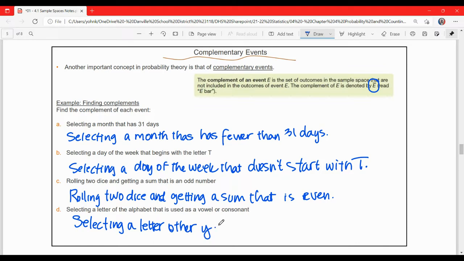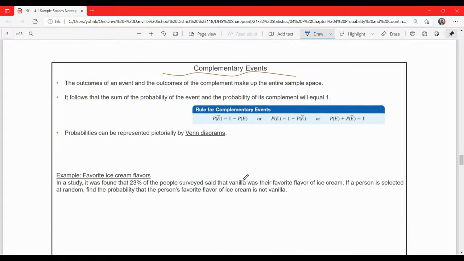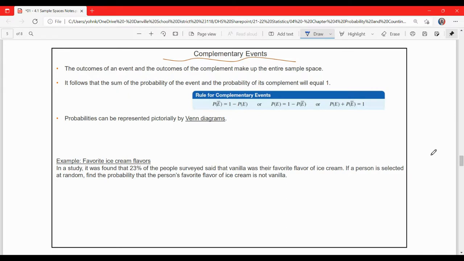All right, so we practiced finding the complement so that we can do the upcoming probabilities. The outcomes of an event and the outcomes of the complement make up the entire sample space. That's why it follows that the sum of the probability of an event and the probability of its complement will always equal 1. You can use Venn diagrams to show complementary events, and we will be coming up on that in a little bit.